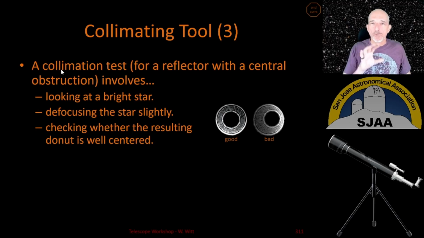And just so you know what we're talking about when we discuss collimation in general, right? A collimation test for a reflector with a central obstruction involves looking at a bright star and then defocusing that star slightly. When the star is defocused, you'll see something like this. This hole is actually a shadow of the central obstruction. And the starlight ends up fringing in this donut around it. If you see this perfect donut, then your telescope is well collimated. But if your donut is squished to the side, then you are not in good shape, right? And your telescope is in need of collimation. So you look at a bright star, defocus that star, and then you check the donut.